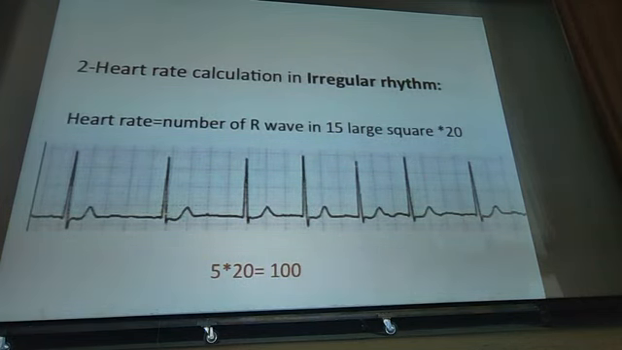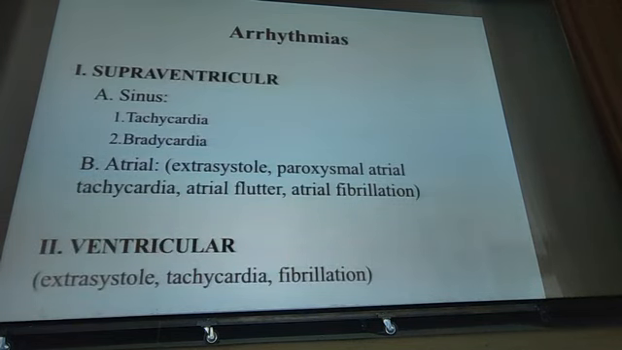That's why this is the heart rate calculation for irregular rhythm. What is the cause of irregular rhythm? We have several causes. For example, AF, atrial fibrillation, or conduction defect, conduction abnormality, heart block. Okay. Arrhythmia: there are different types of arrhythmia.